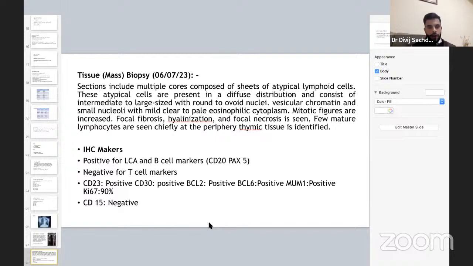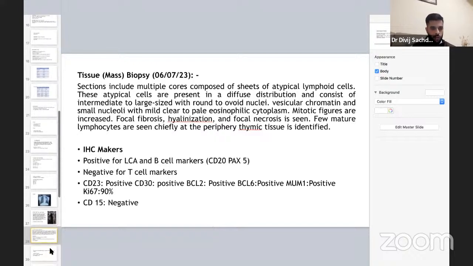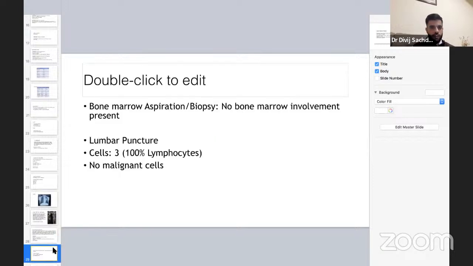The only thing that differs from a Hodgkin's lymphoma is that they're CD15 negative, as you can see here on the tissue mass biopsy. Vis-a-vis a Hodgkin's lymphoma is usually positive for CD30 and CD15 both. So that is something that helps us clinch the diagnosis. IHC is very important, and tissue diagnosis is also very important in such a scenario.